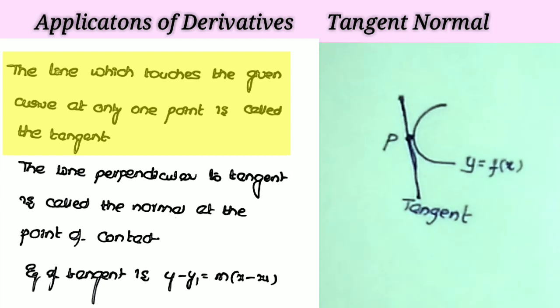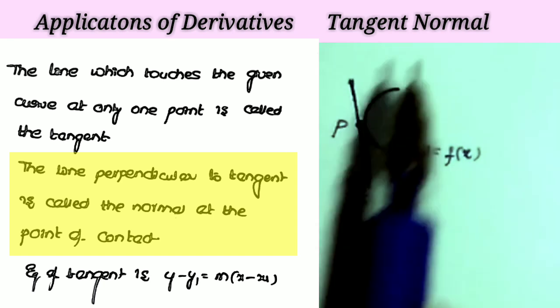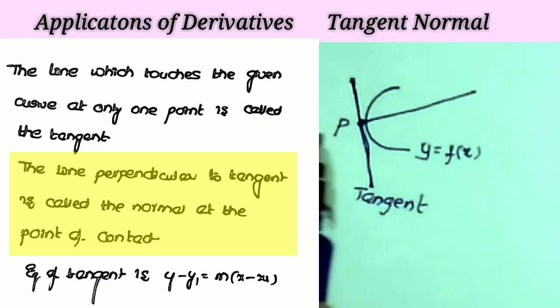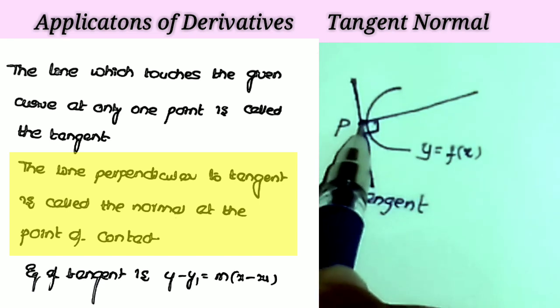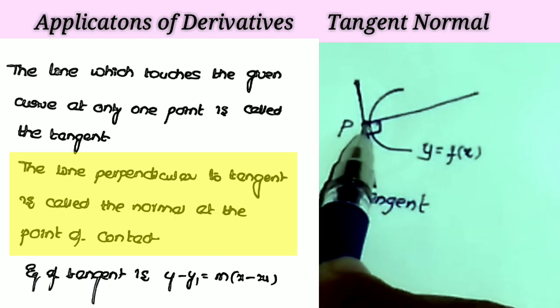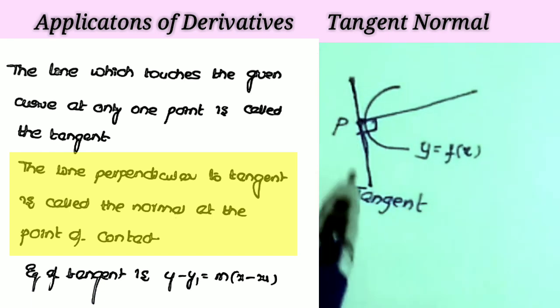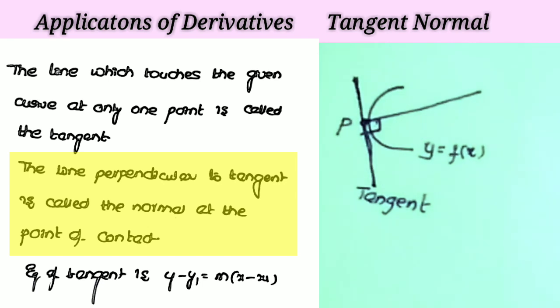Now what is the second definition? The line perpendicular to the tangent is called the normal at the point of contact. So this is the line perpendicular to the tangent at the point P(x1, y1). We are drawing the perpendicular at this point, at the point P. So this is called the normal at the point P. This is called the tangent at the point P. What is the relation between the tangent and normal? The two lines are perpendicular to each other.